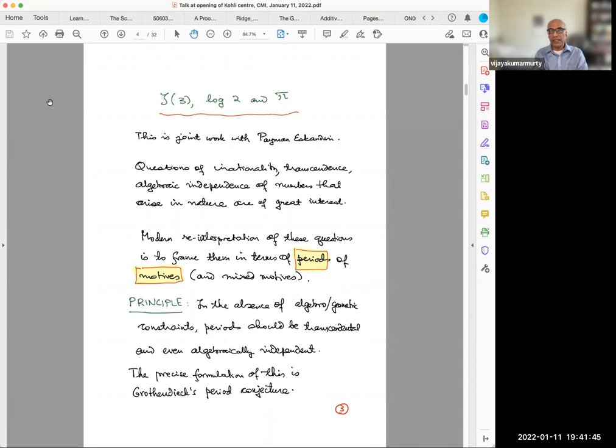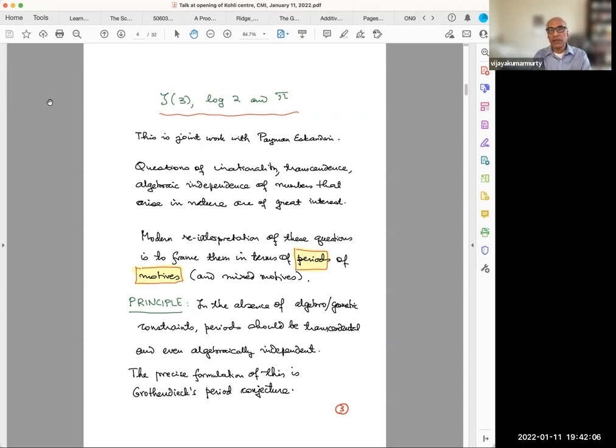You ask, what does a number theorist do? Oh, you study numbers 1, 2, 3. No, I'm studying numbers that aren't even fractions. They're not even roots of polynomial equations. So we ask questions about irrationality, transcendence, algebraic independence.